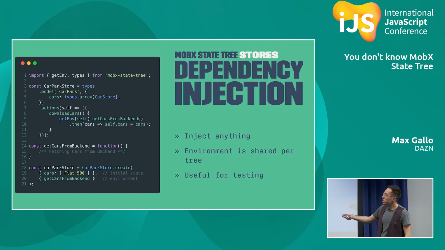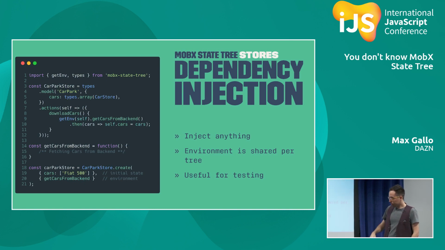I'm using this function here, getEnv, which is still available in MobX State Tree, using self, and then using getCarsFromBackend method. Where does that method come from? Because if I only show you this part, there is no trace of that. No one is telling us where it comes from. It's actually coming from here, from the creation time.